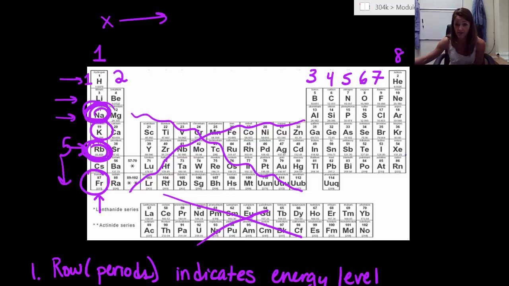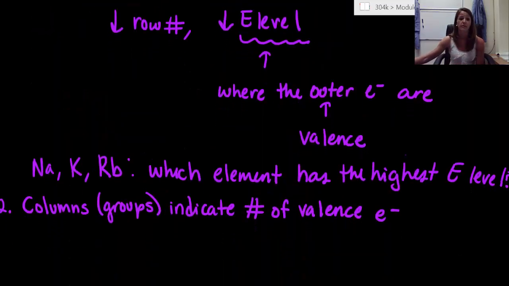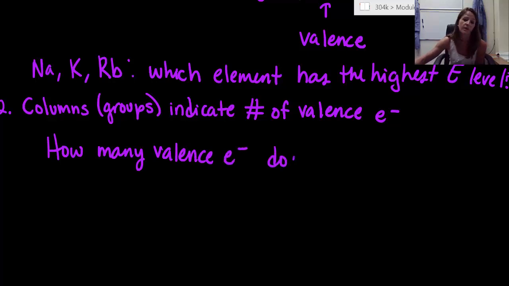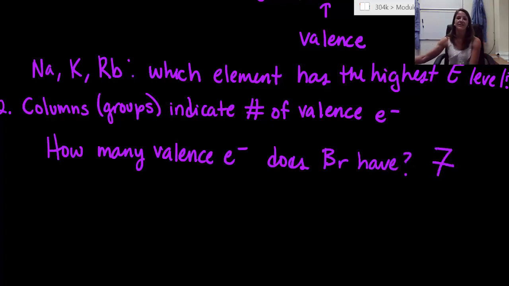So if this is making sense, you should be able to answer my next question. So here we go. How many valence electrons does bromine have? Go. Did you say 7? Hopefully you said 7. 7 is definitely the correct answer.